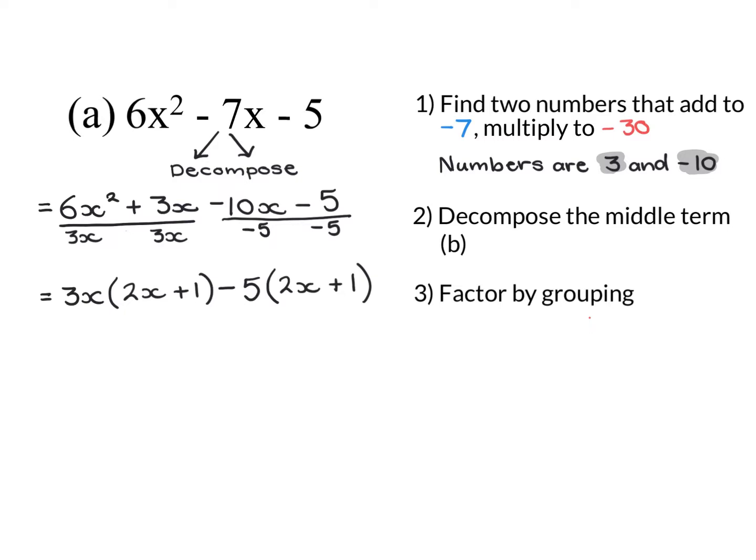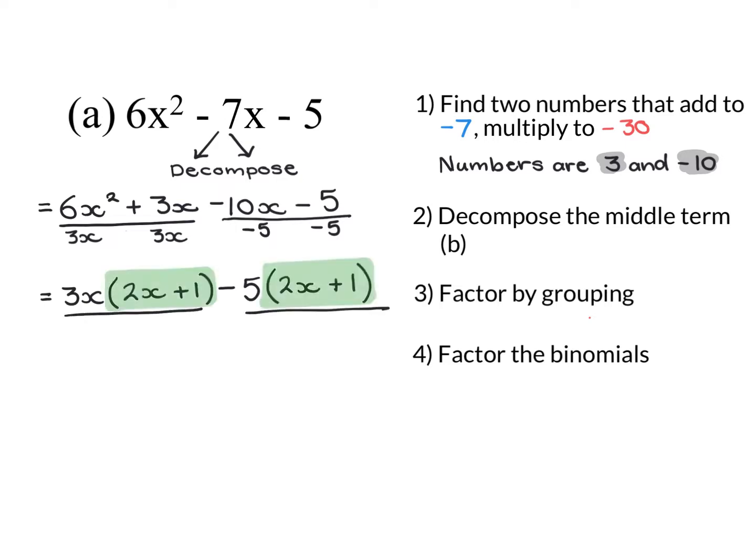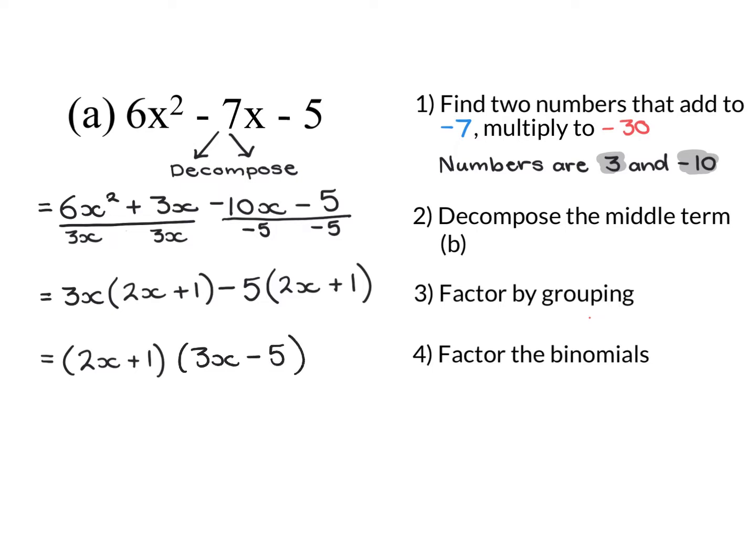Now, hopefully you're noticing something here. We are now going to factor the binomials. So both of these terms actually have a common factor, which is 2x plus 1 in the bracket. So we're going to factor that out first. So let's write that. 2x plus 1 in a bracket, and then we're going to take the leftovers and put them in a separate bracket. So now we've got 3x minus 5 in a separate bracket. And this right here is our answer.